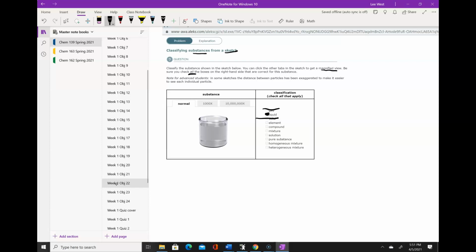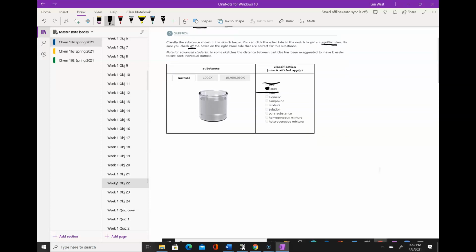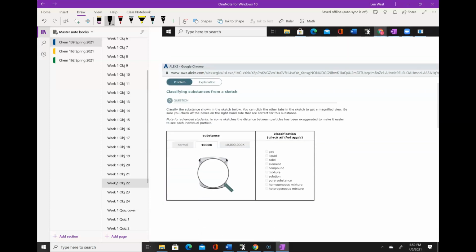Can't tell. Is it a solution? Can't tell. Is it a pure substance? Can't tell. Is it a homogeneous mixture? Can't tell, because you don't even know if it's a mixture or a pure substance. Is it a heterogeneous mixture? Can't tell. All right, let's move on to the next view.